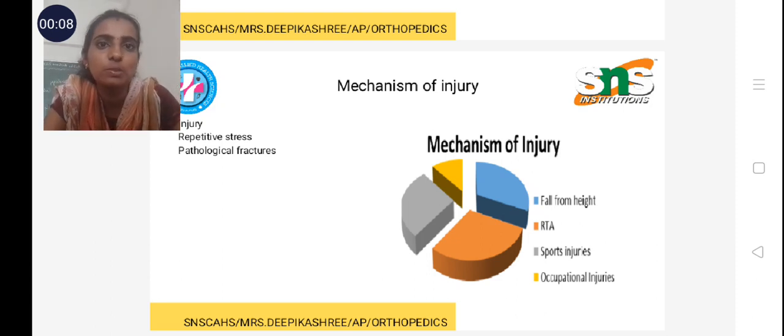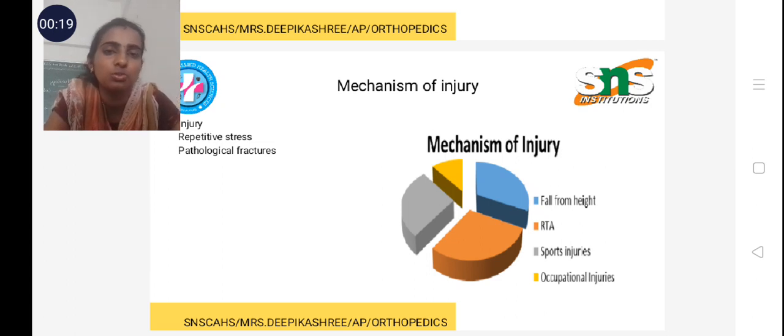So today I am going to explain about the fracture mechanism of injury in fractures. Mechanism of injury is the mode of injury, that is the mechanical part of the injury. They are mainly fall from the height. Okay, the three things are important. First one is injury, that means wound. Second one is repetitive stress.